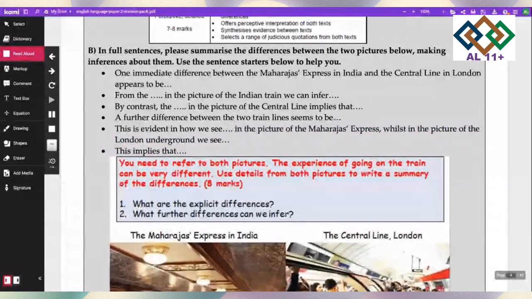Please answer Q2 for specimen paper A on page 9 and page 11. So this is what you are supposed to use some of that. You need to write, referring to both the pictures. The experience of going on a train can be very different. Use details from both pictures to write a summary of the differences. That is normally 8 marks.